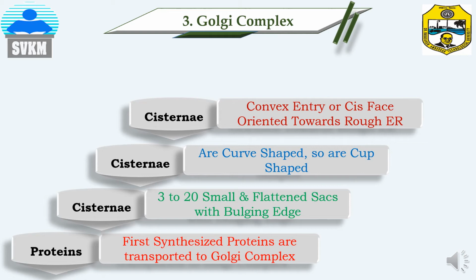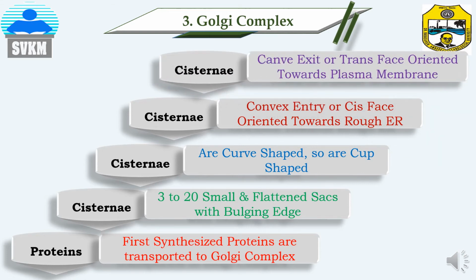As I already told, after protein synthesis in the rough endoplasmic reticulum, the proteins are first transported to this Golgi complex through this convex entry, or through this cis face, whereas the synthesized proteins that entered the Golgi complex exit or leave the Golgi complex through its concave exit, that is the trans face, and it is oriented towards the plasma membrane.